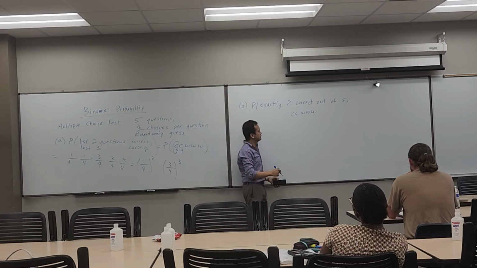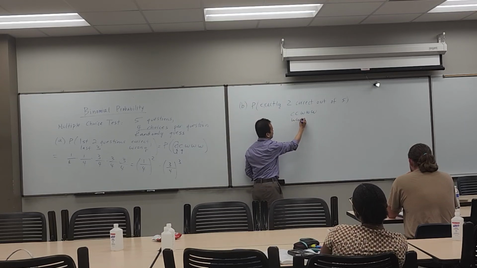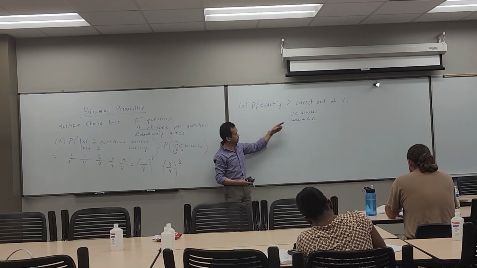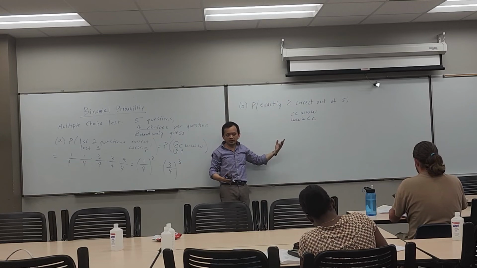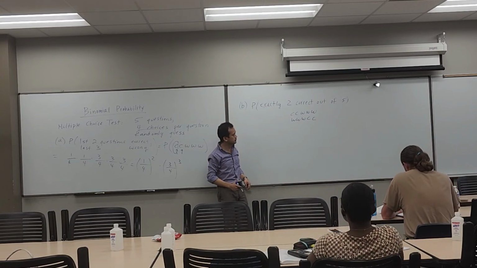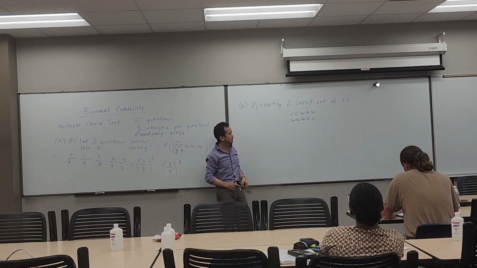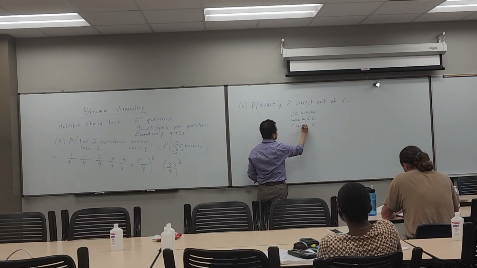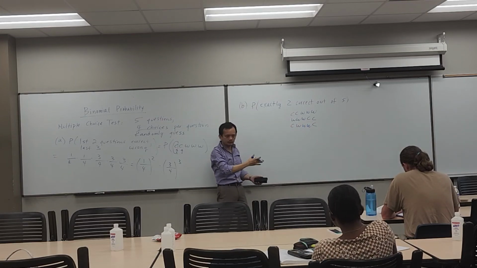Getting the first 3 wrong and the last 2 correct? Yeah. So this is another situation that fits that description. What's another situation that fits the description? Getting the first and last correct? Yeah, getting the first and last correct and everything else in between is wrong. So already we have 3.